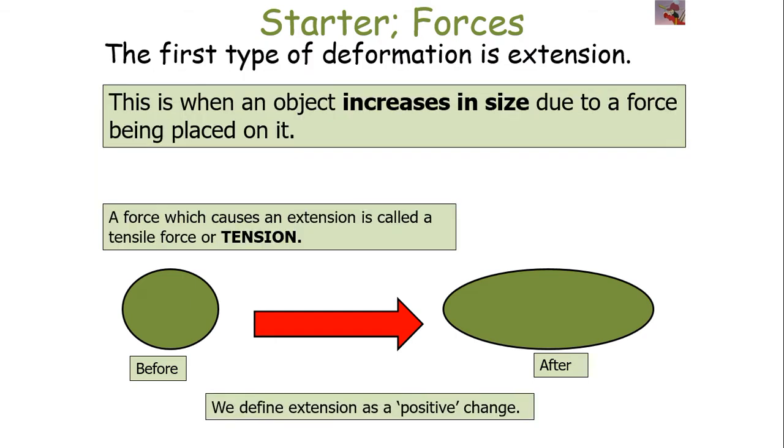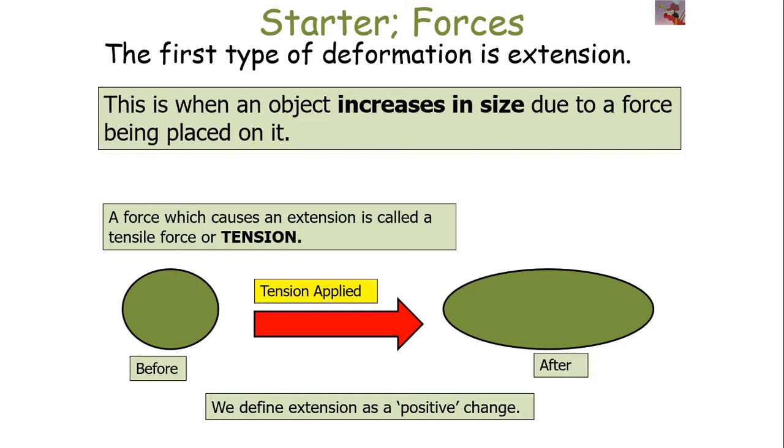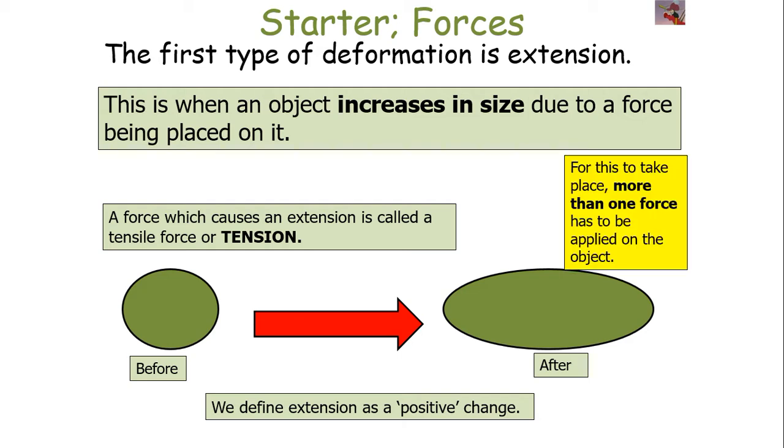Now, there are three types of material deformation. There's the increase in size due to a force being placed on it, which we call extension. Now, a force which carries out an extension is called either a tensile force or tension. As a result, when the tension is applied, the material gets longer, so we define extension as a positive change. Now, again, for this to take place, as it's a resultant force, more than one force has to be applied to the object.